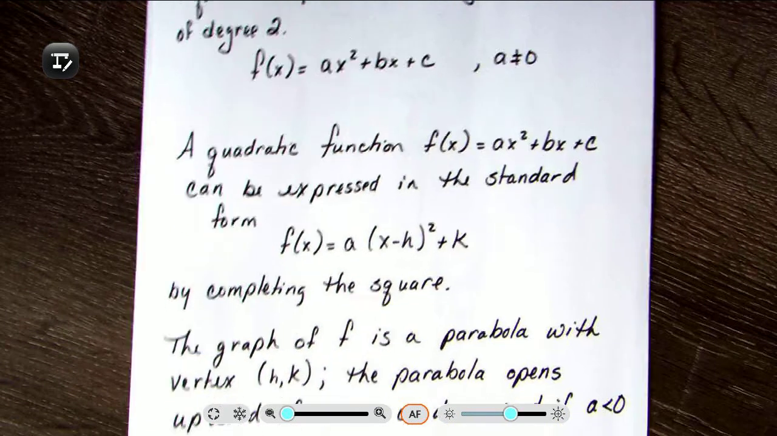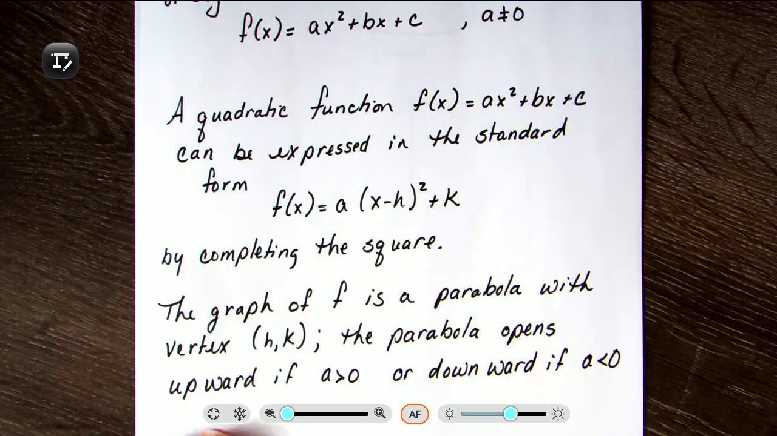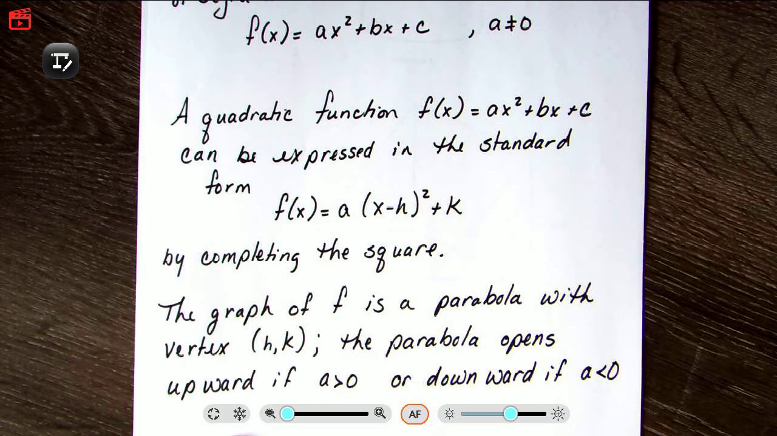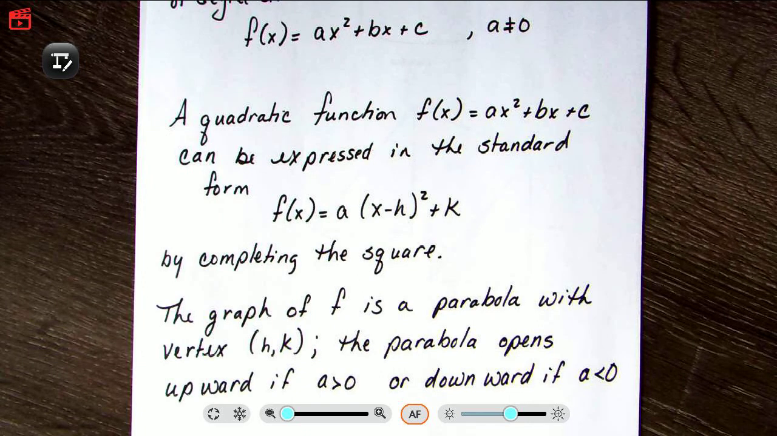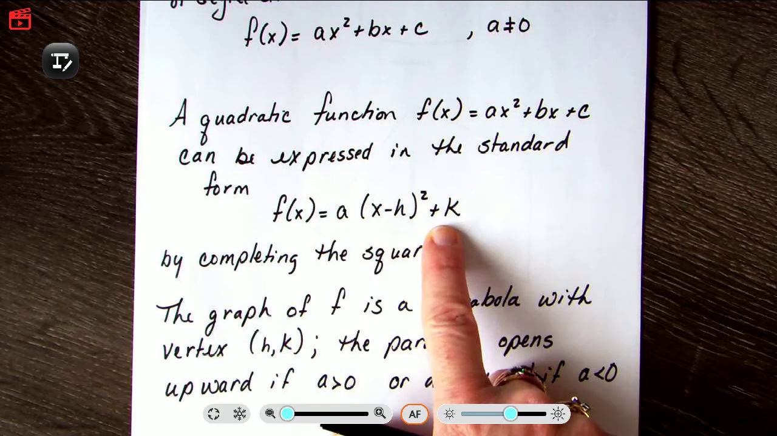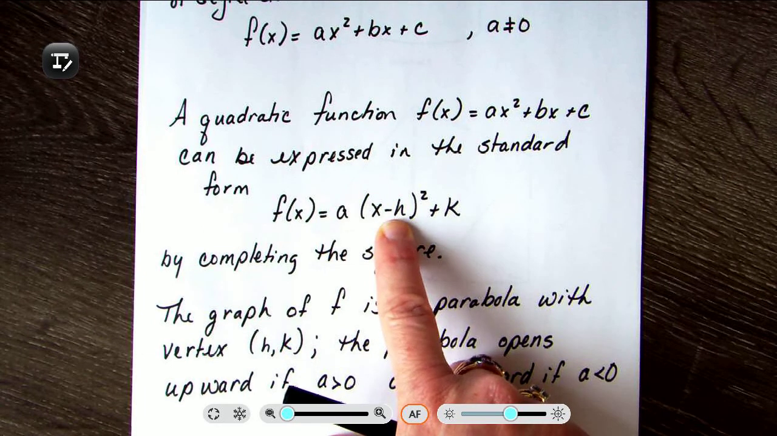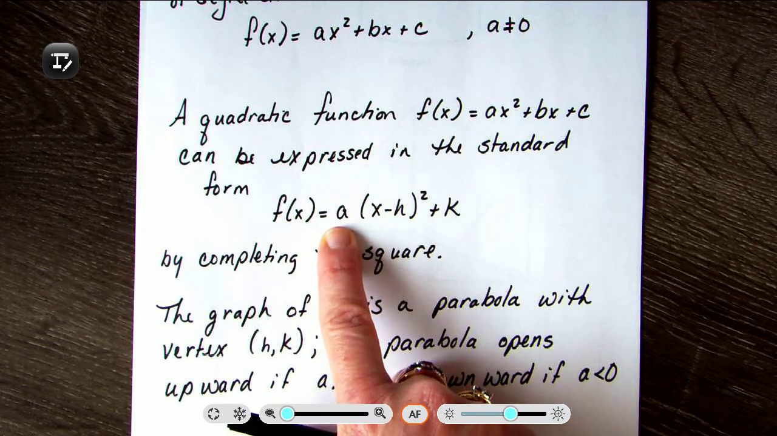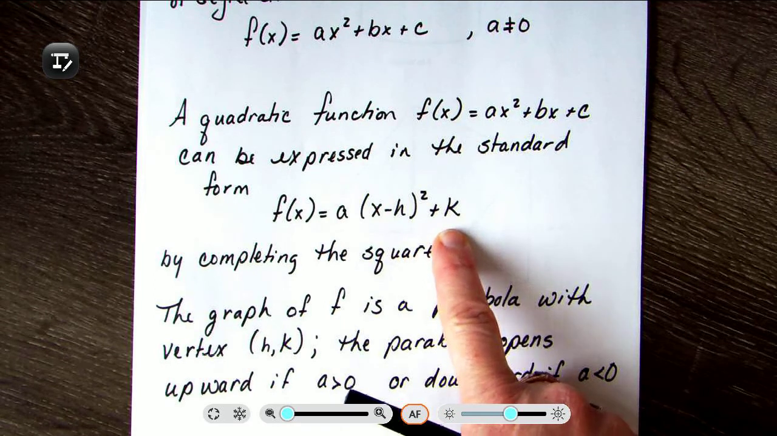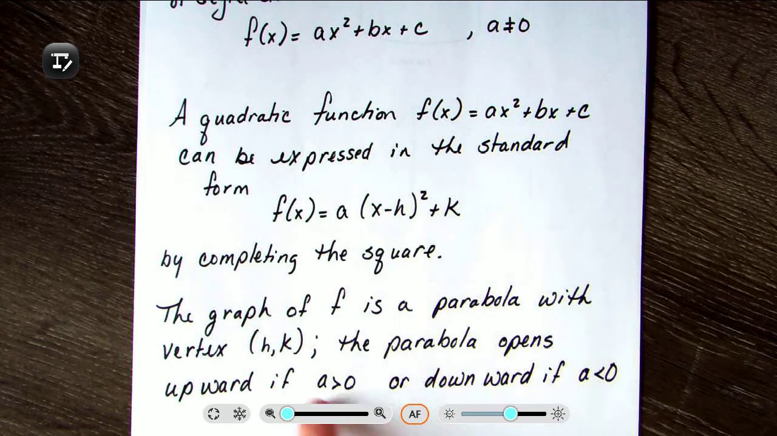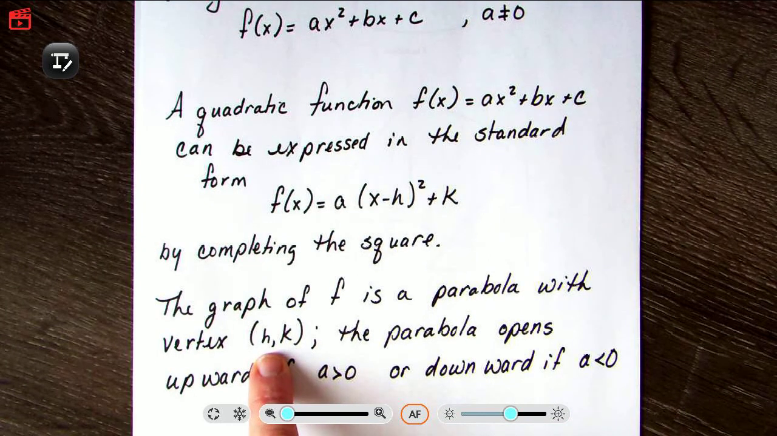H and k do have some importance, because what will happen is the graph of our ax squared plus bx plus c will be a parabola. So we've seen the basic parabola and we have shifted it. And you'll notice when we write it this way, it will shift h units left or right, depending on the sign of h. This will stretch it, and then k shifts it up or down. So that 0, 0 point is going to move to wherever h, k is. So our vertex is going to be that h, k.